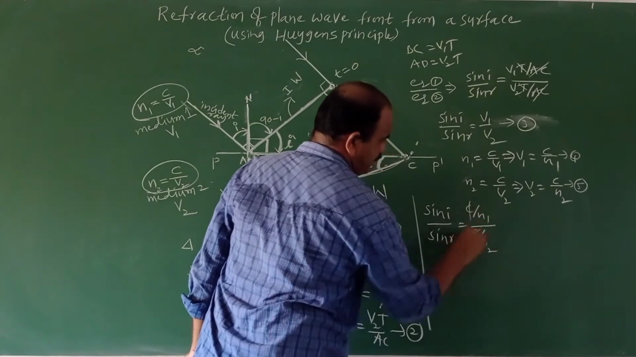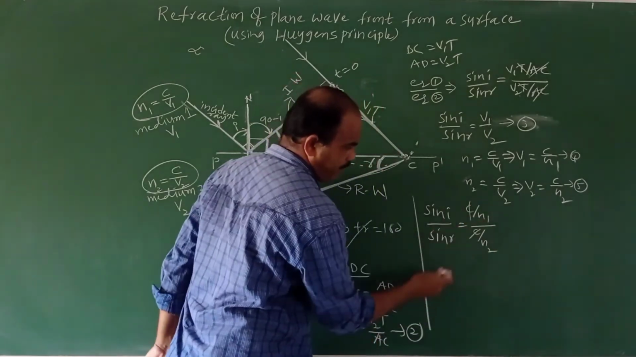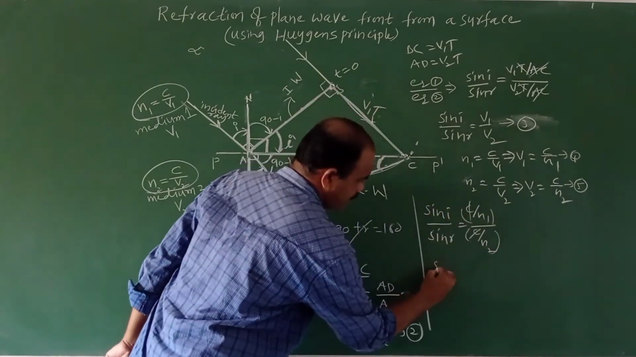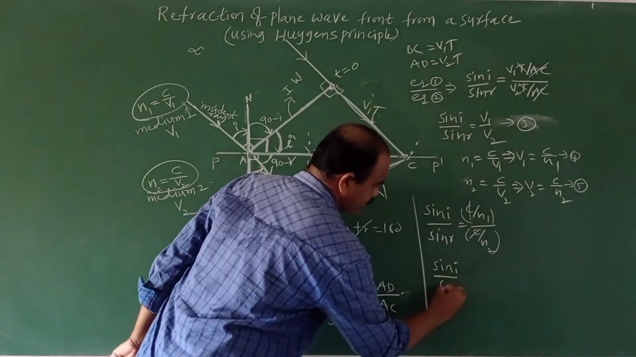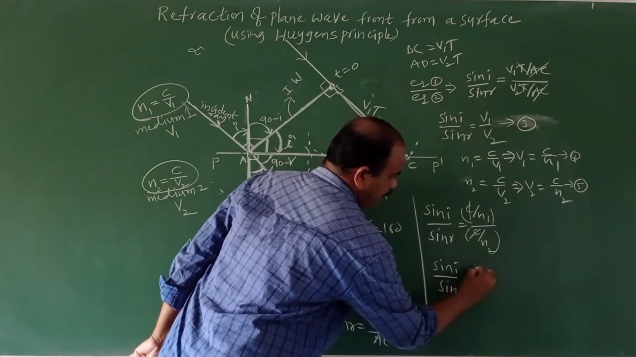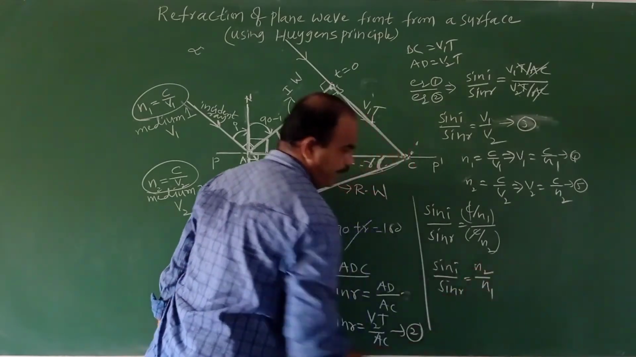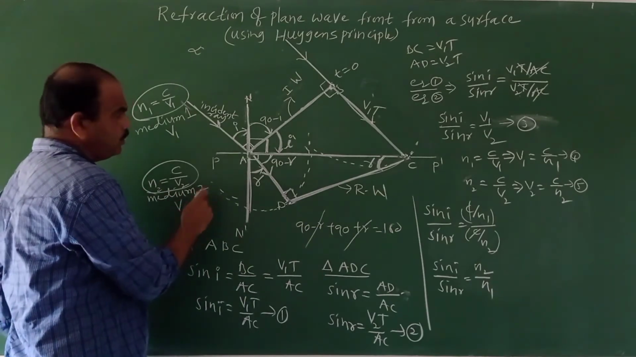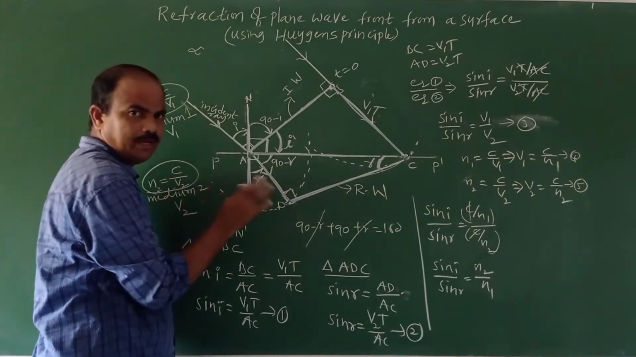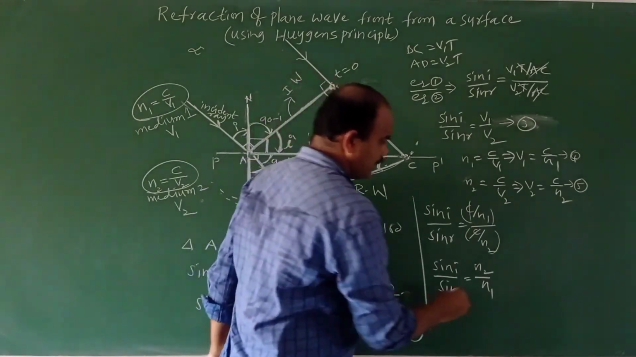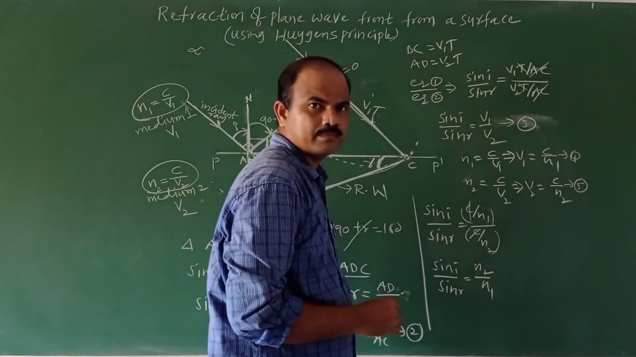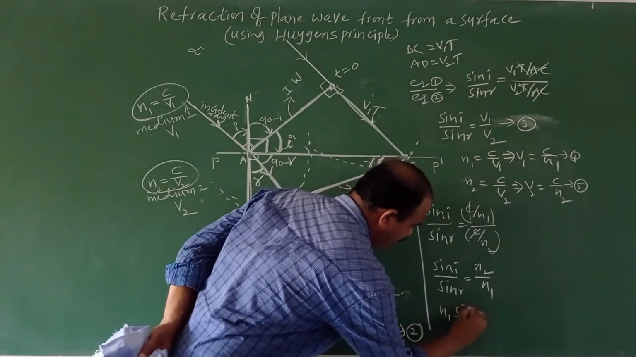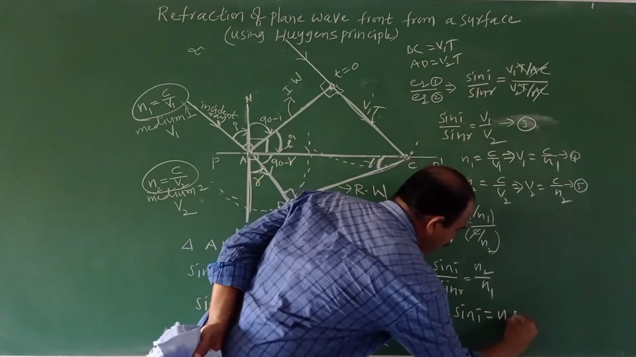So the c will be cancelled. When I simplify, the denominator goes to the numerator. So sin i by sin r is equal to n2 by n1. So n2 by n1 is the ratio of the absolute refractive index of medium 2 to the absolute refractive index of medium 1. They cannot be changed, so that's why it is constant. Or if we do the cross product, n1 sin i is equal to n2 sin r.